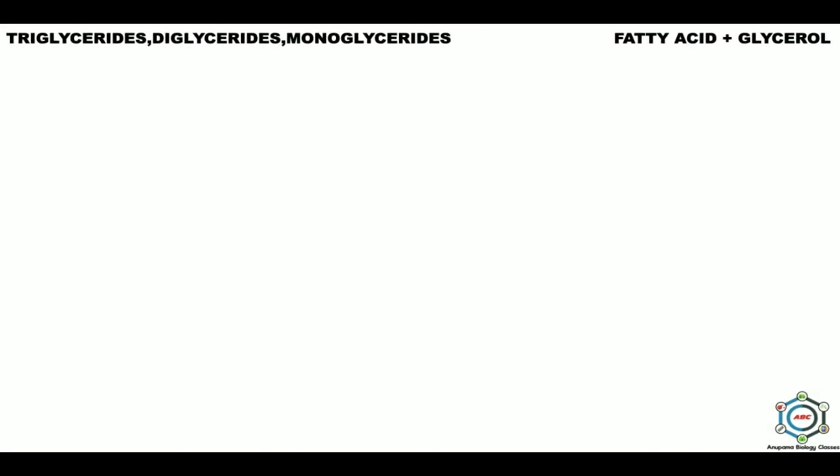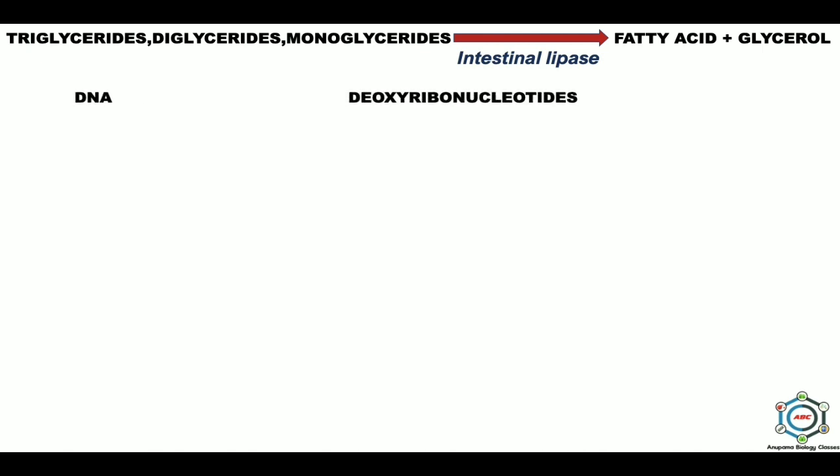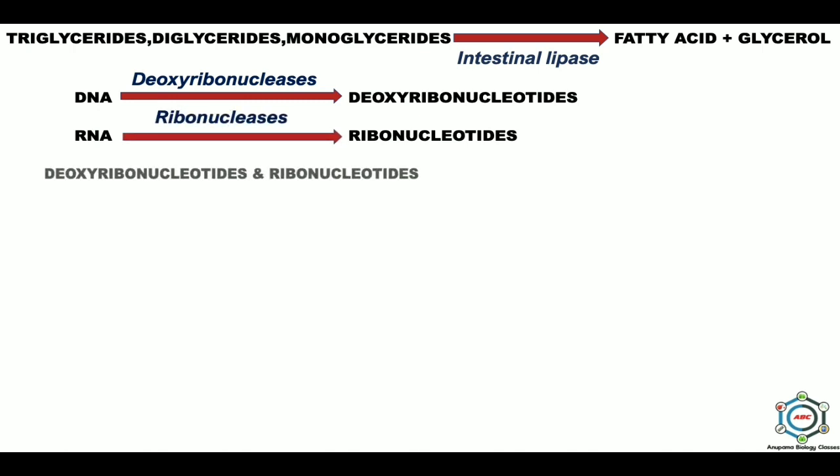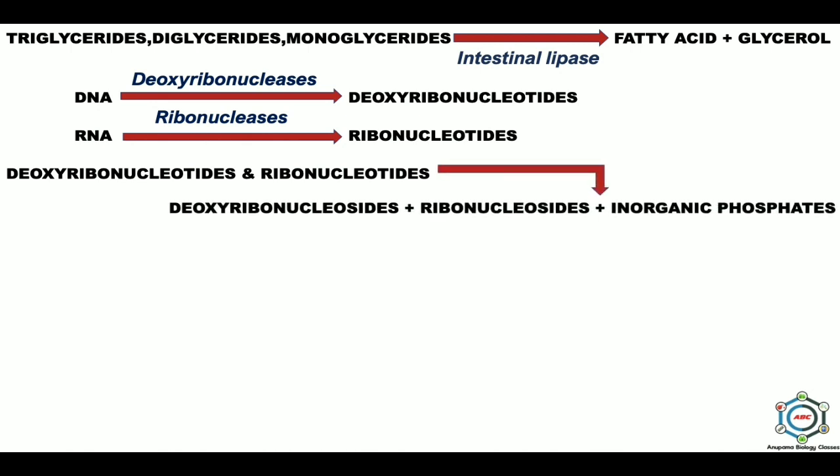And then triglycerides, diglycerides, monoglycerides are converted into the fatty acids and glycerol by the intestinal lipase. After that, nucleases are present, which act on DNA and RNA. Then DNA is converted into deoxyribonucleotides by the deoxyribonucleases. RNA is converted into the ribonucleotides by ribonucleases. Deoxyribonucleotides and ribonucleotides are converted into deoxyribonucleosides, ribonucleosides, and inorganic phosphates by nucleotidases.